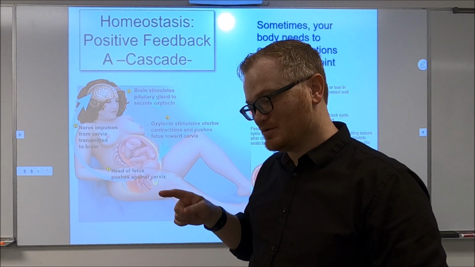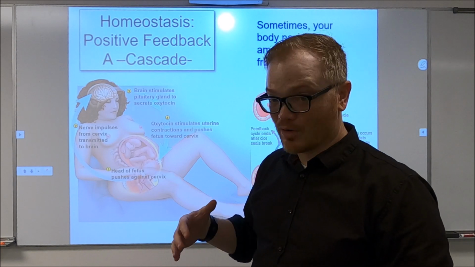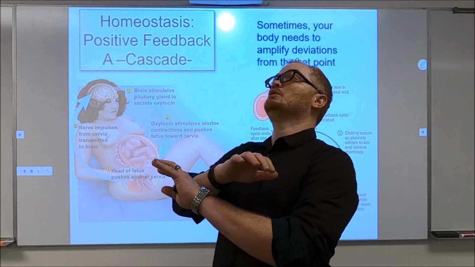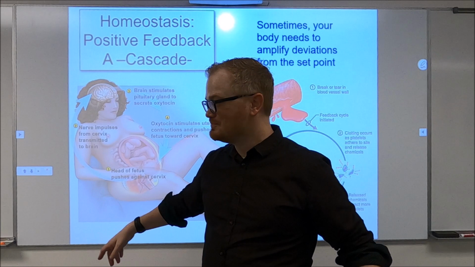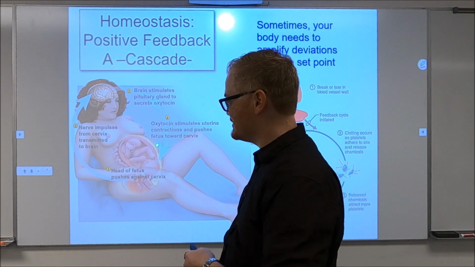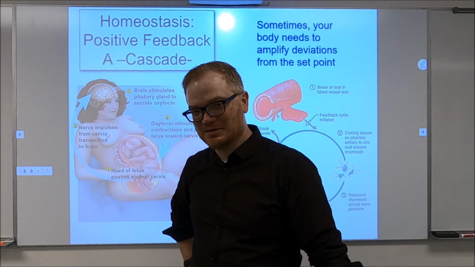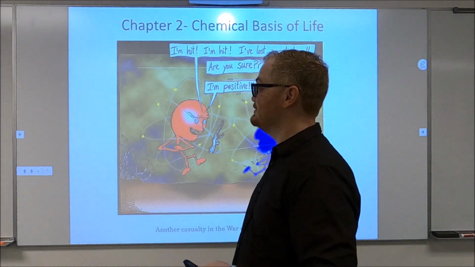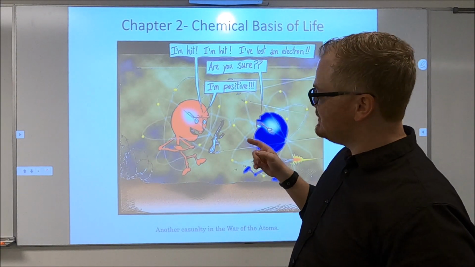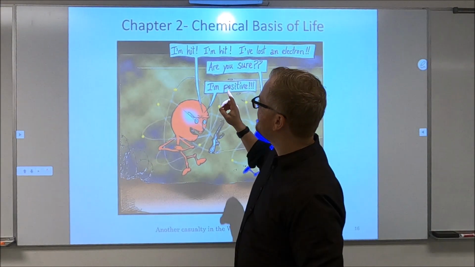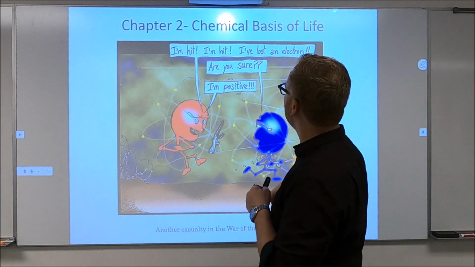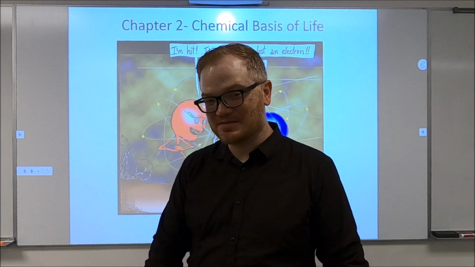A little bit of oxytocin leads to a lot more oxytocin, leads to lots of oxytocin, because of this cyclic process, which I've just described to you. Positive feedback. All right, that's going to be the end of our first little section. And our next section is going to be Chapter 2, The Chemical Basis of Life.